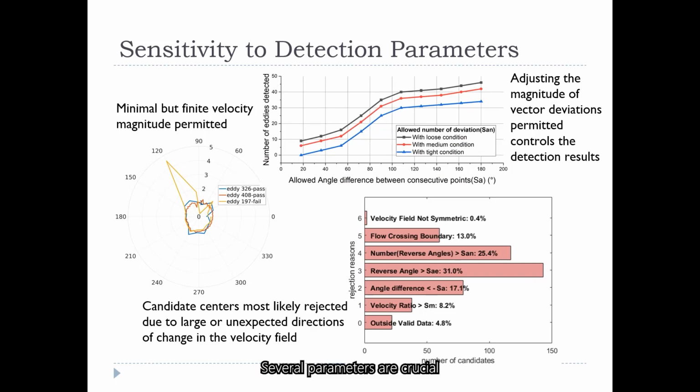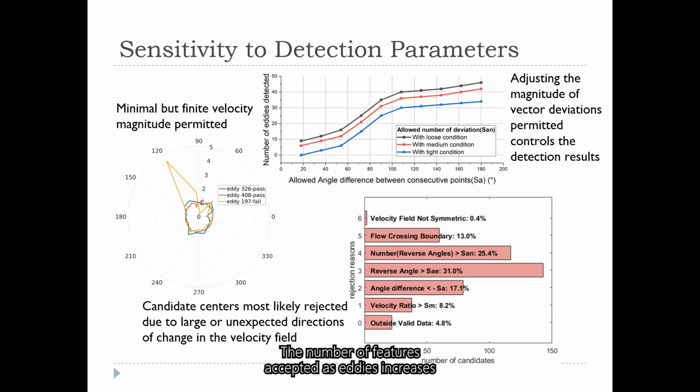Several parameters are crucial to the implementation of the velocity field tests. The constraint for minimum velocity variance along the eddy border was relaxed to detect as many eddies as possible. To set the constraints on the variance in velocity direction along the border, we looked at the dependence of the number of features passed as an eddy on the largest permitted angle difference and the number of reverse direction changes. The number of eddies detected grows slowly above a permitted difference of 108 degrees. Thus, we set the maximum permitted difference to 108 degrees.